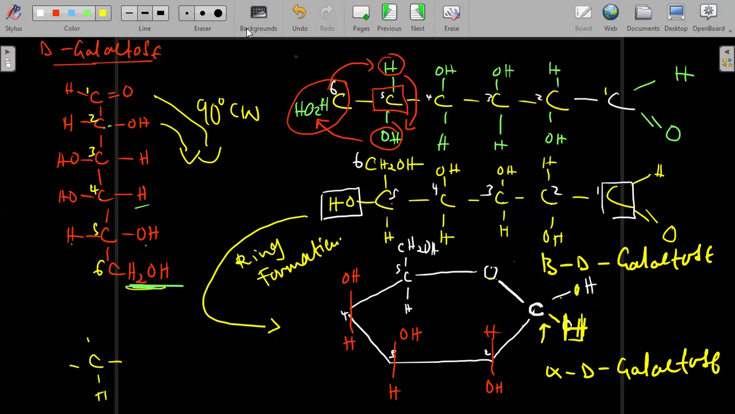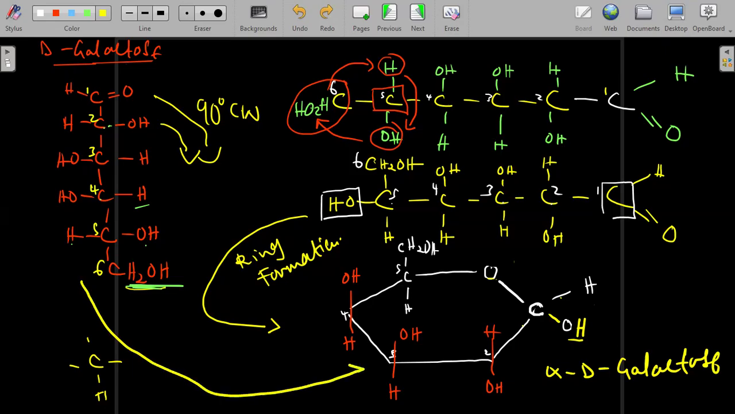But in our structure that we found, our OH was down, so we are just going to get the alpha D galactose. So we have turned this Fisher projection into a Haworth projection, or into a ring projection. So this is what we have. This here is the final answer, and I've explained all the steps that you need to take in order to find that structure.